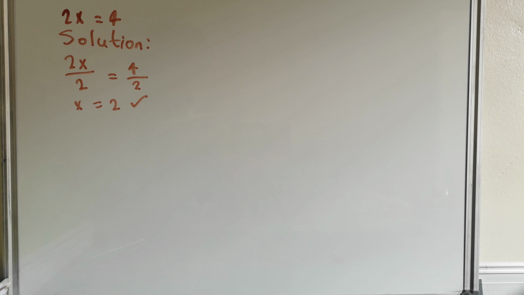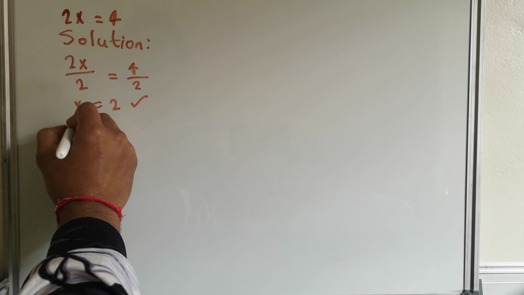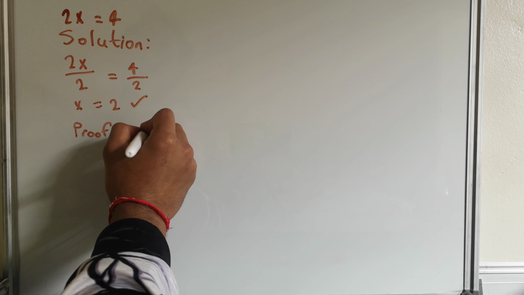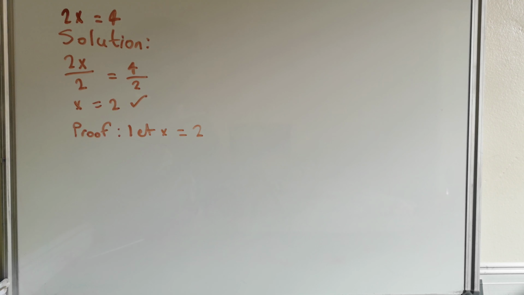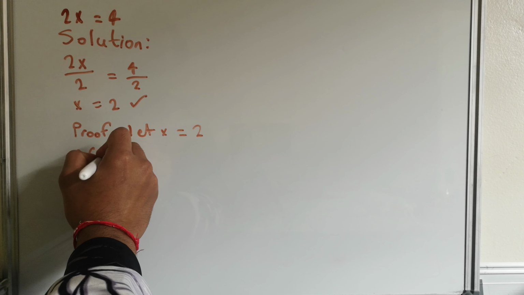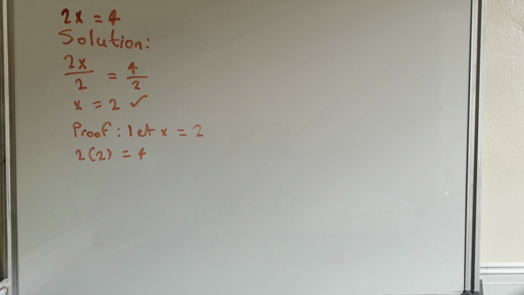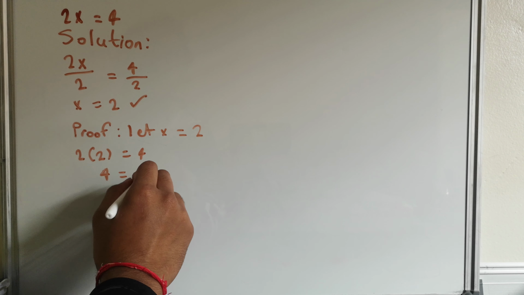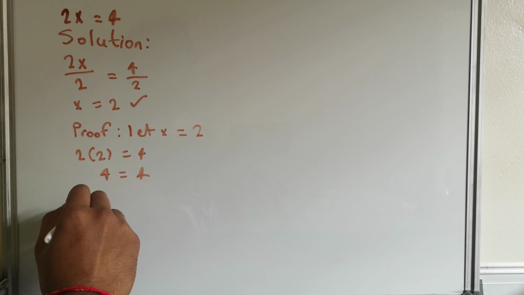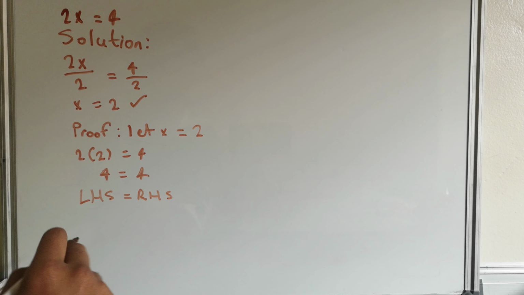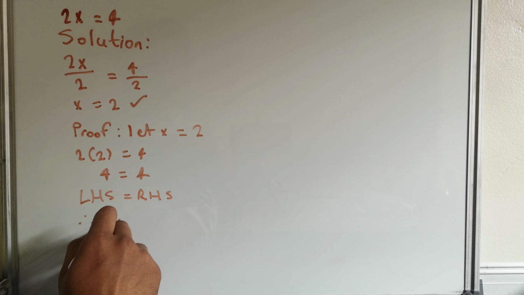Fair enough. Can you prove that x is equal to 2? Well, sure. Proof. Let x equal 2, or sub x equals 2. You would have 2 times 2 is equal to 4. On the left hand side we get 4, and the right hand side we already have 4. Left hand side is equal to right hand side, therefore proven.